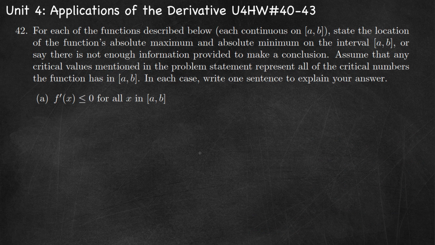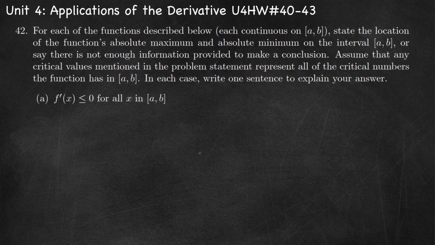Number 42, for each of the functions, and we're told each one is continuous on the interval from a to b, state the location of the absolute maximum and absolute minimum on that interval from a to b, or say there's not enough information to make a conclusion. And we're going to assume that any critical values mentioned in the problem represent all of the critical values in that interval. In each case, write one sentence to explain your answer.